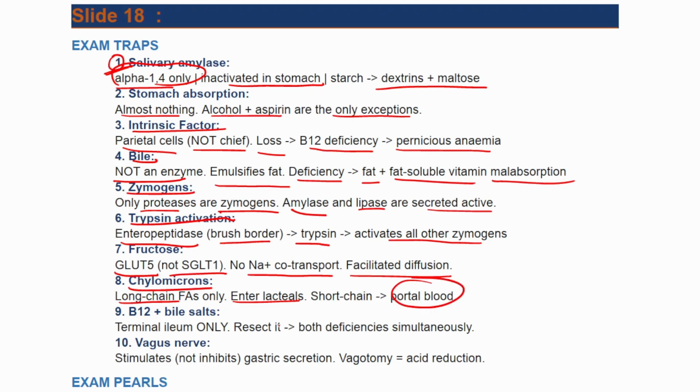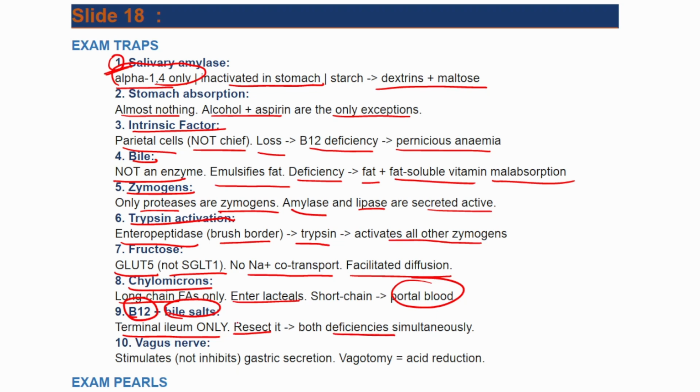As the remaining transit clears these upstream carbohydrate and fat absorption centers, the narrative routes us to the absolute terminal boundary of the small intestine for final salvage. The final capture of vitamin B12 plus bile salts is restricted entirely to the terminal ileum only, meaning any surgical resection of this exact segment results in both deficiencies simultaneously.